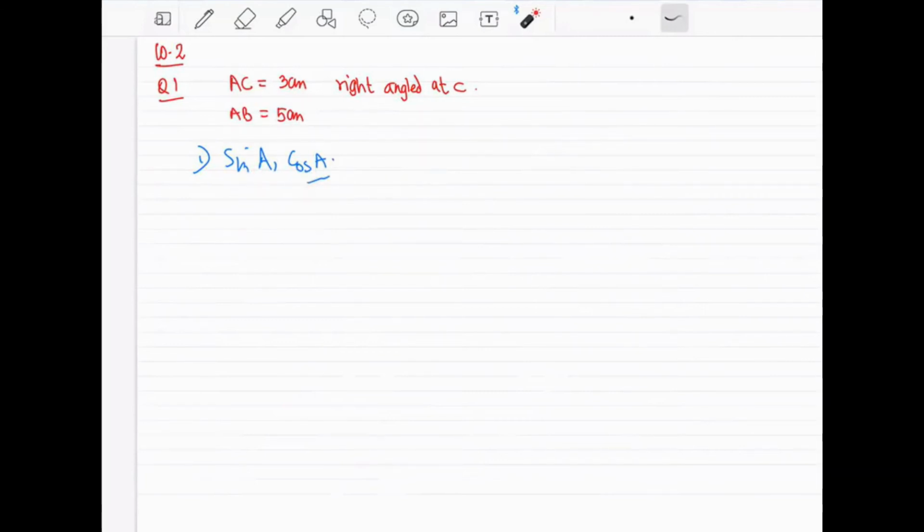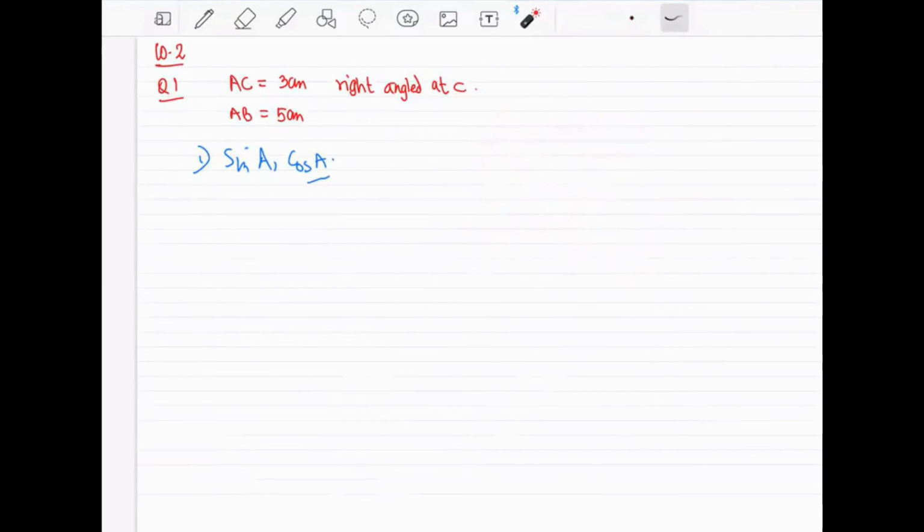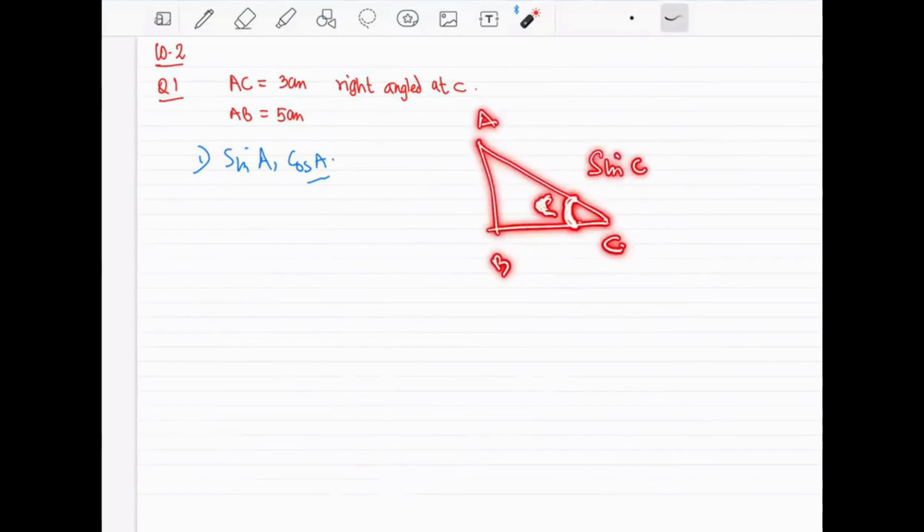You might wonder why there is no theta here. If I have a triangle ABC, and I'm taking this angle, then we will write the trigonometric ratios as sine A, cos A, tan A, cot A in this way. No need to write theta here, okay? It can be replaced with the letters that you are using. If I take this angle C, then we will write sine C, cos C, tan C, like that.